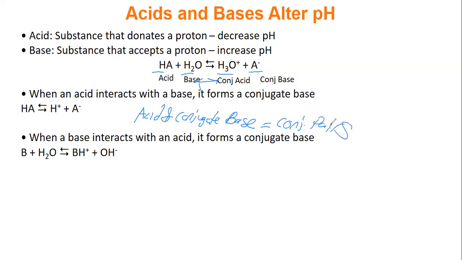Conjugate pairs, because the only difference between them is just a proton. So HA and A minus are conjugate pairs. The same thing for the base and the conjugate acid, right? So H2O and H3O plus are conjugate pairs of each other. The only difference is one proton. So that's the only difference between a conjugate pair, right? An acid becomes a conjugate base. A base becomes a conjugate acid in an acid-base reaction.